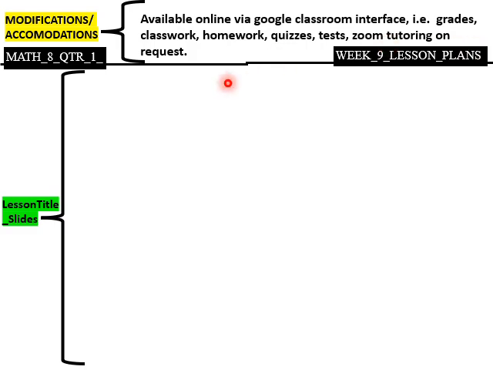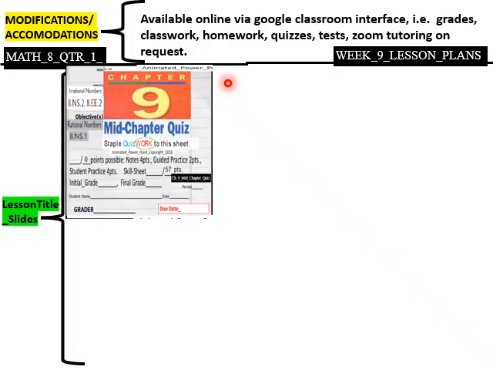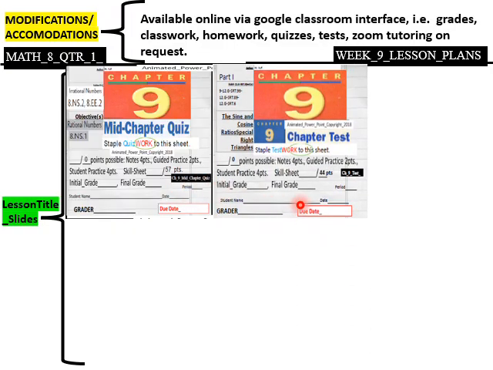And then continuing on here, we finish up Week 9 with our mid-chapter quiz, 57 points for that. And then our Chapter 9 test, part 1, 44 points for the Chapter 9 test. And that is everything for Math 8, Quarter 1, Week 9.